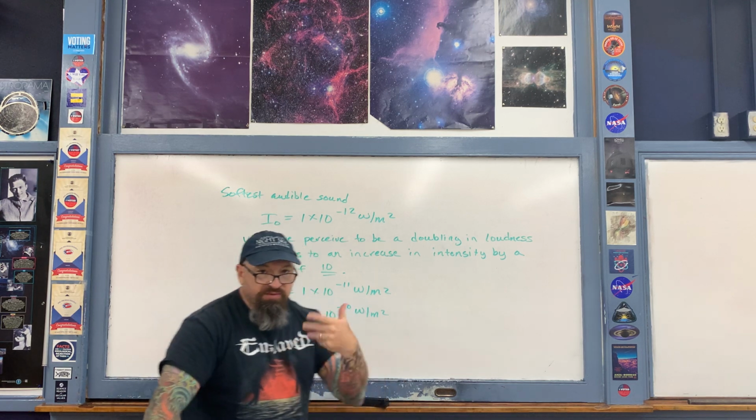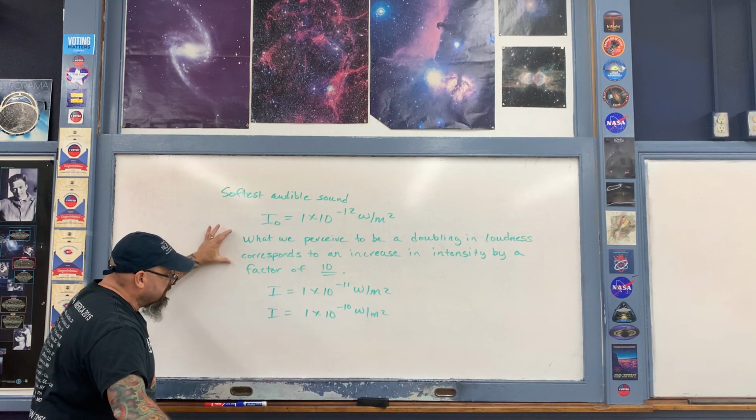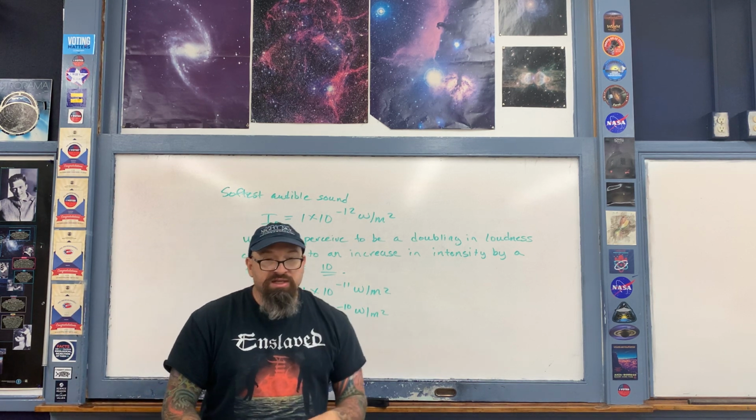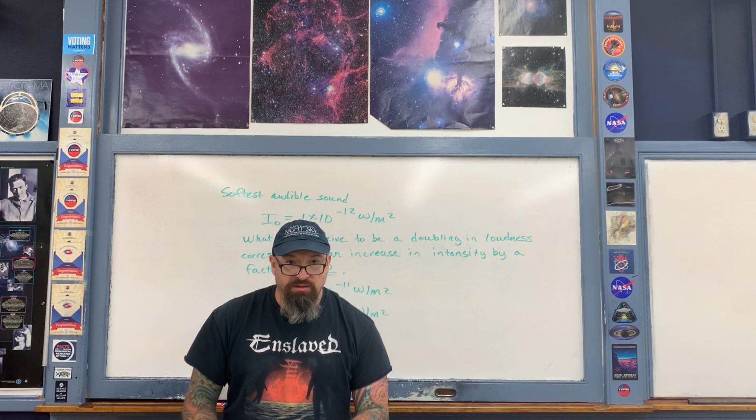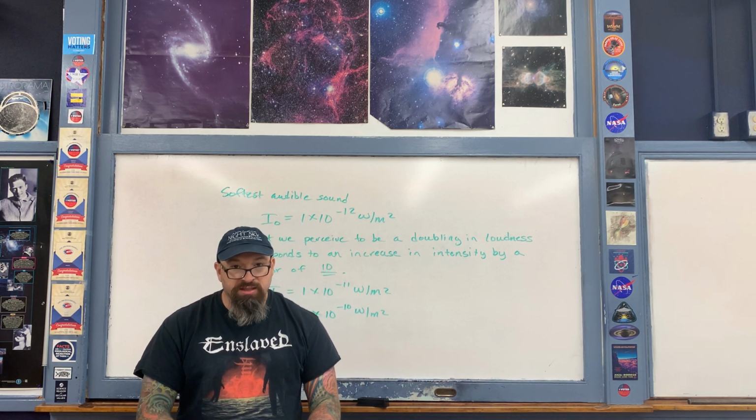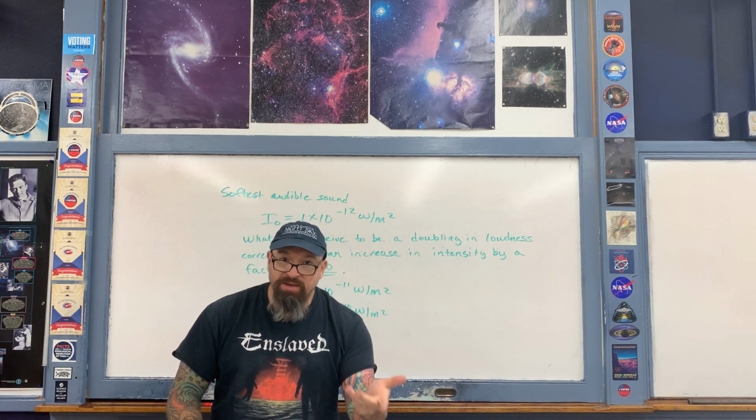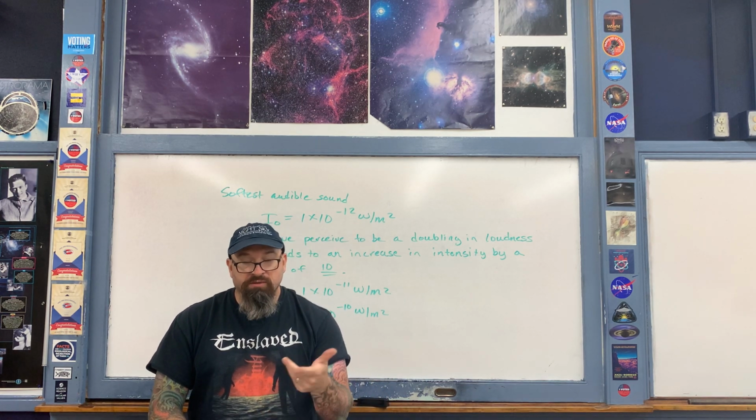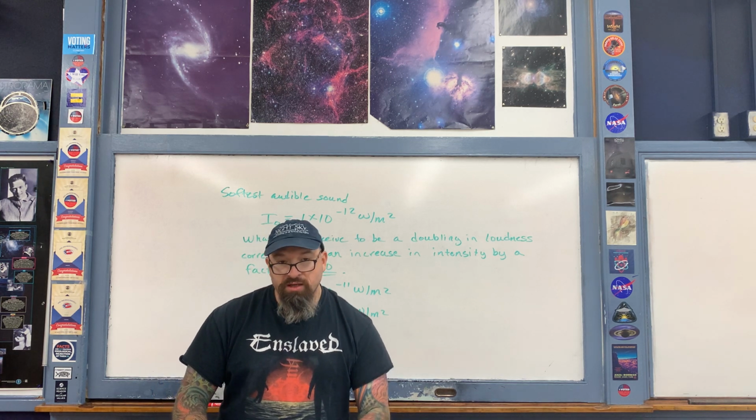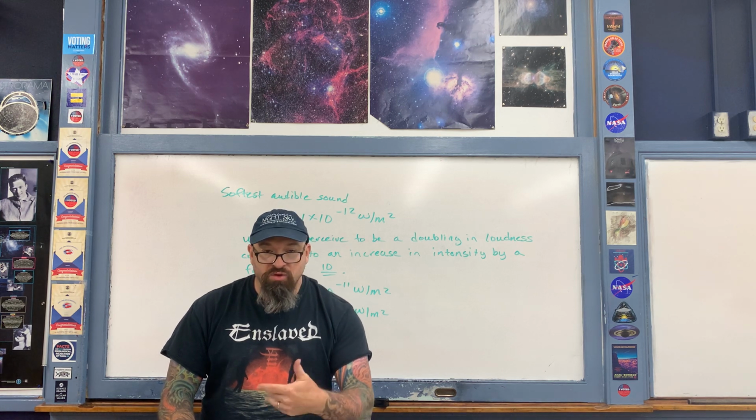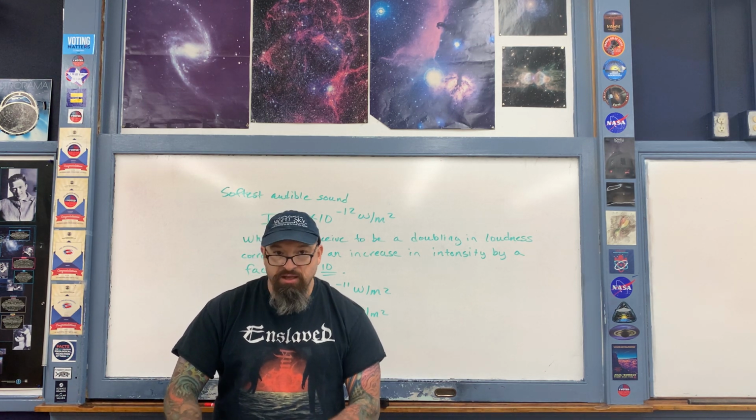Because of this fact, that is, how we perceive a doubling in loudness corresponds to an increase in intensity by a factor of 10, we define a logarithmic scale to describe loudness. This is referred to as the decibel scale. It's also sometimes referred to as the intensity level. Now, I know, of course, in conceptual physics, you may not have advanced in mathematics class far enough to be familiar with logarithms. So I'm not going to go through the actual scale itself here in class for that reason, but let me give you a basic understanding as to how the scale works.